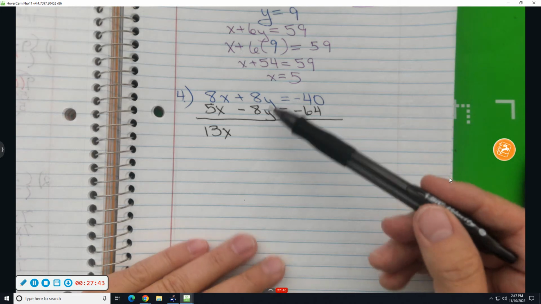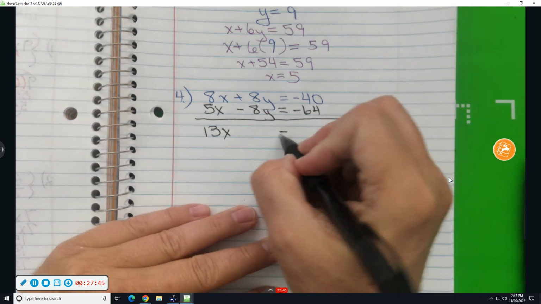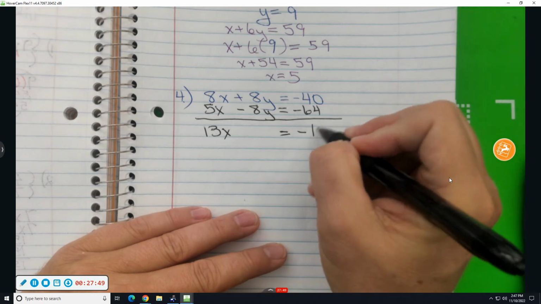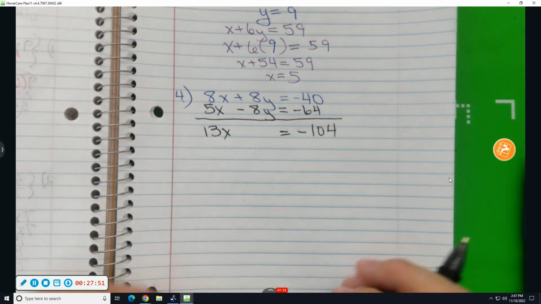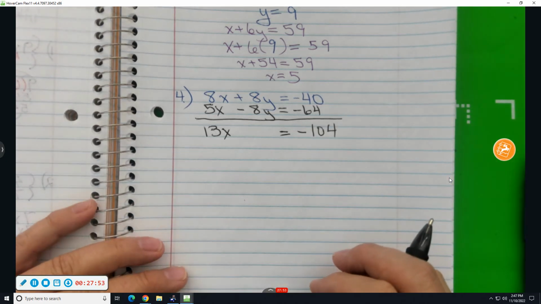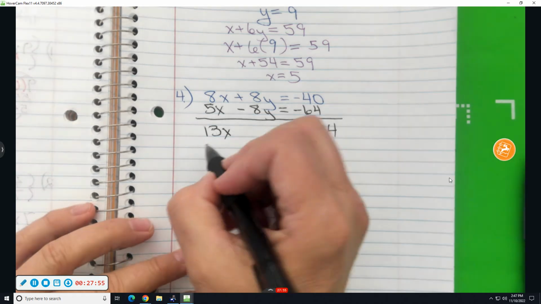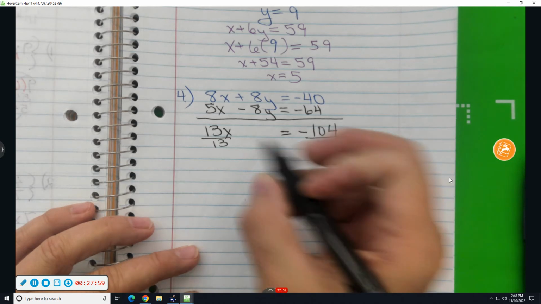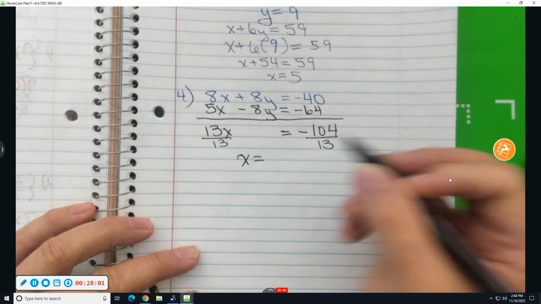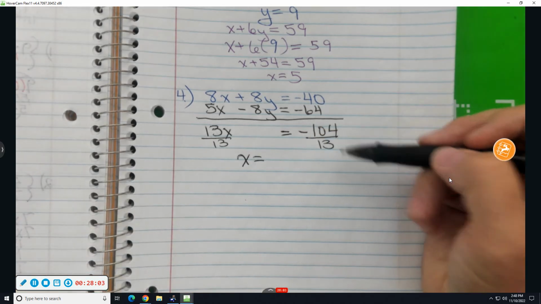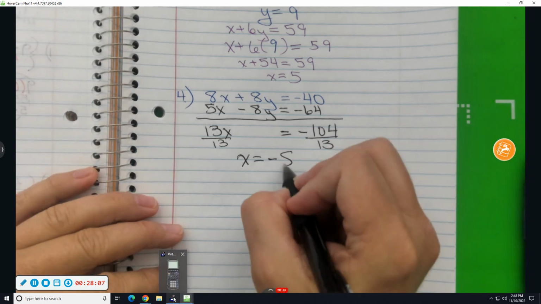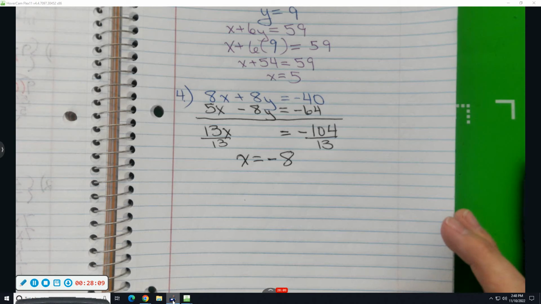8 minus 8, 0. Okay. And then negative 40 minus 64, that gives us a negative 104. And we have an equation we can solve for x now. Divide both sides by 13 to give us x equals negative 104 divided by 13. Is that negative 8? Is my mental arithmetic correct?